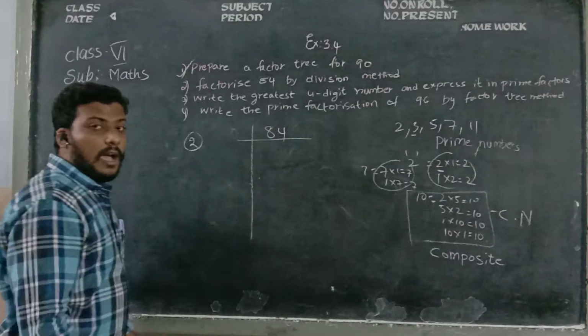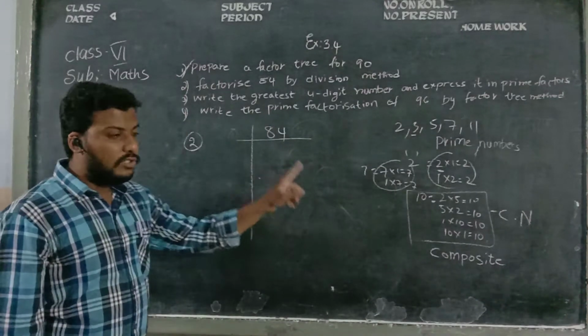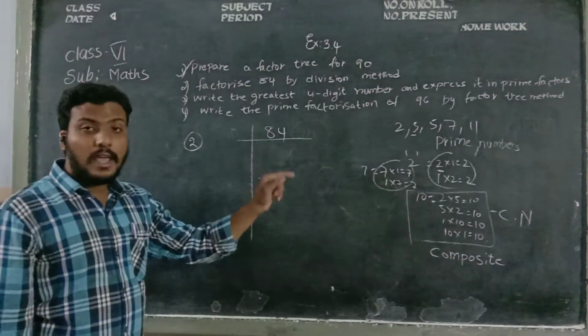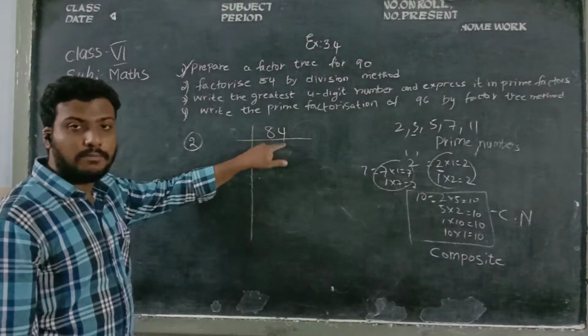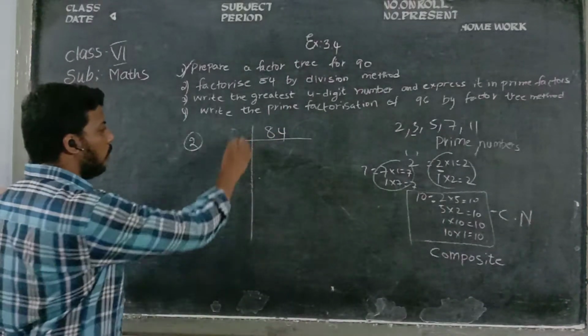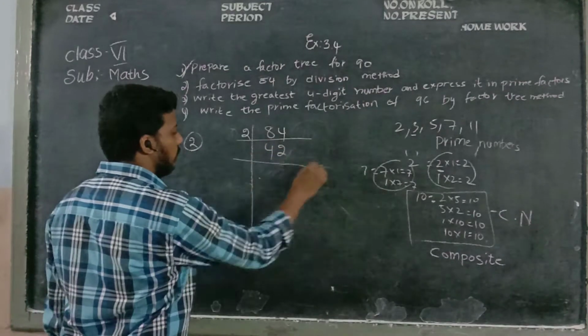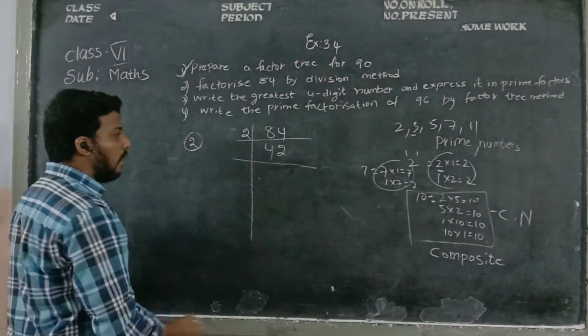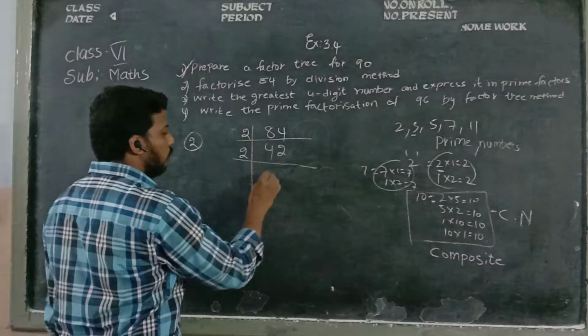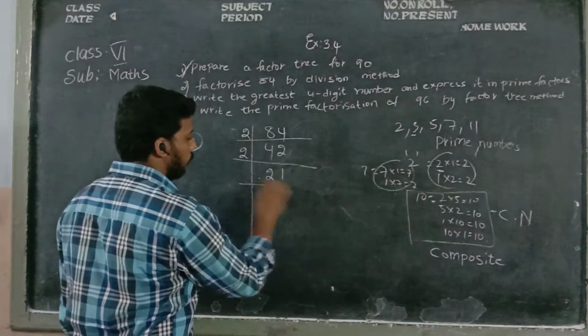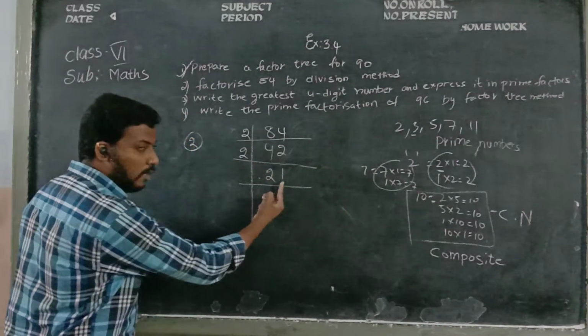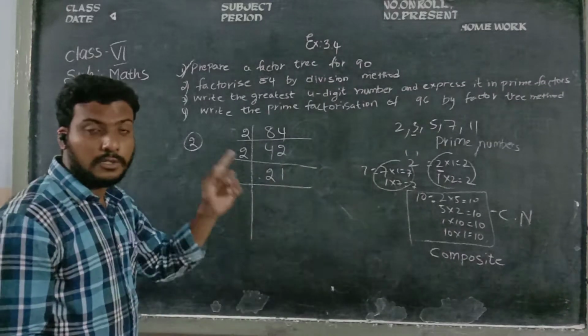So children, I already said that whenever there is 0, 2, 4, 6 or 8 in the ones place, then it is divisible by 2. So I am taking 2. 2 4s are 8 and 2 2s are 4, children. Again it is divisible by 2. So again, 2 2s are 4 and 2 1s are 2. Next, here it is 21, which is not an even number, it is an odd number.